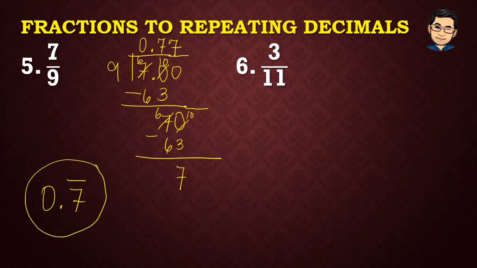So, hindi natin siya pwedeng isulat ng 0.77777 lang. Okay. So, sulat natin siya ganito. 0.777. Ayan. And then yung ellipsis. Pero mas maganda, isulat natin siya as 0.7 and then yung may vinculum. Next, 3/11.